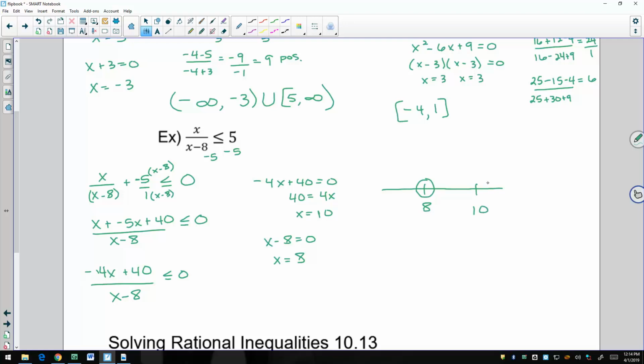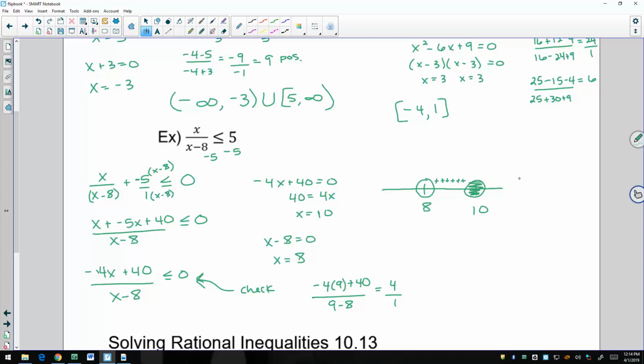Whether or not 10 is open or closed, we have to see if we can be equal to 0. We can because of the equals to, so that's going to be a filled in circle. Now you need to check, and you're going to check using this inequality, the one that is less than or equal to 0. Let's first check 9, because that's the only number between 8 and 10. If I plug in 9, I get negative 4 times 9 plus 40 all over 9 minus 8. Well, that's negative 36 plus 40 is 4 over 1. That's a positive number, so I'm going to put positive signs in between where 9 was.